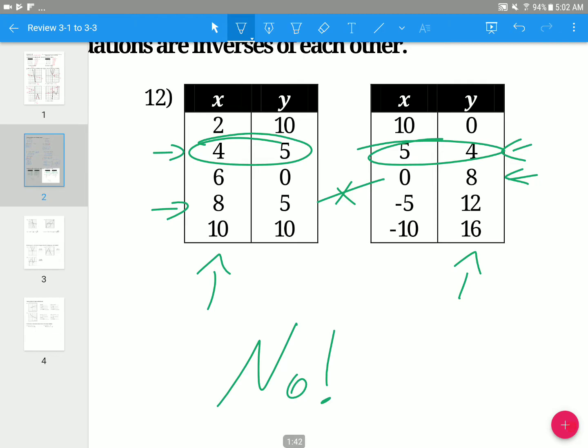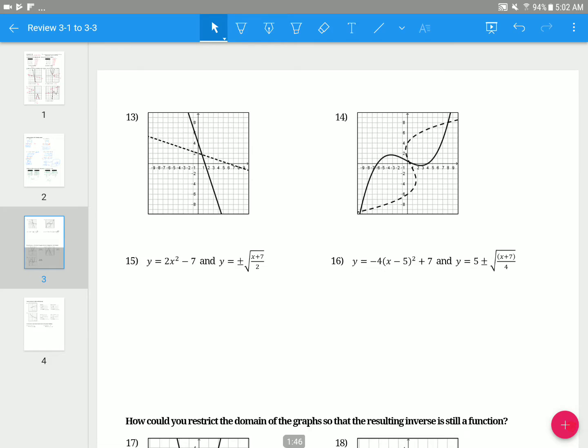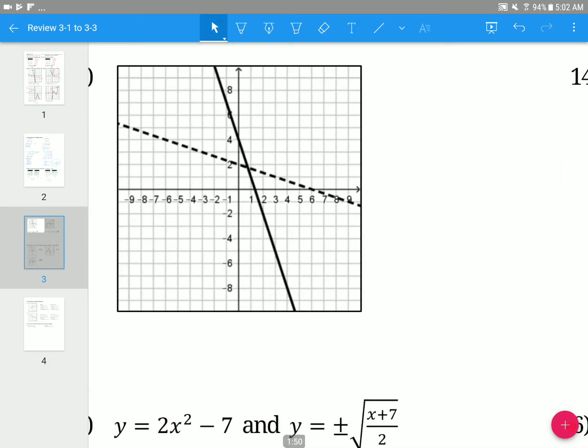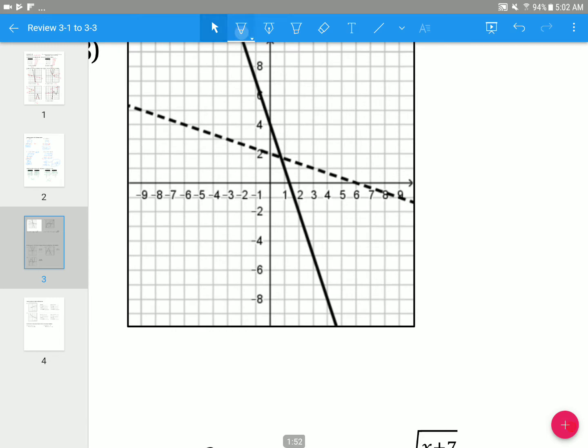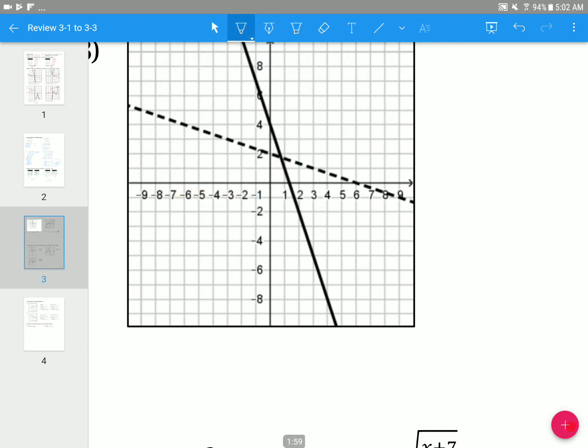Cool. Let's move down a little bit. Let's go down to here. Graphs. Graphs are the easiest ones to do. So what I want you to do, take a straight edge. Now I don't have a straight edge, so I got to do this the best I can with what I got. And draw a 45-degree line. Draw that y equals x line right through the middle of it.